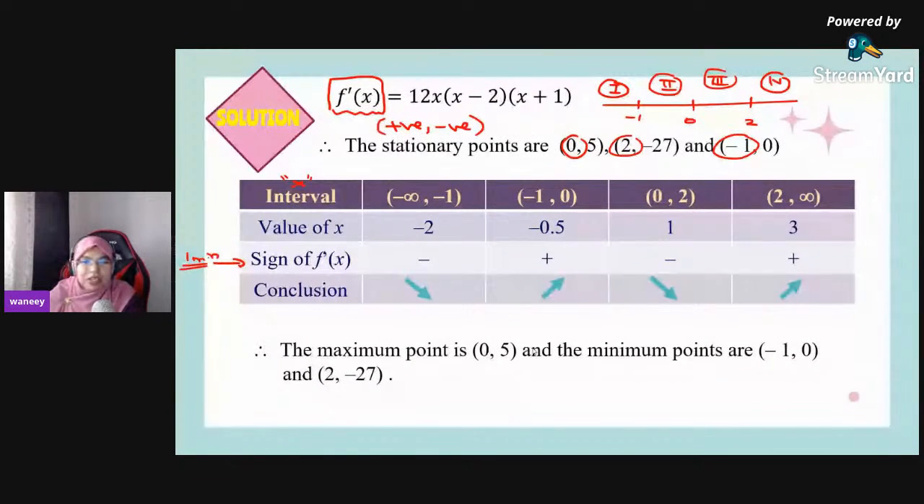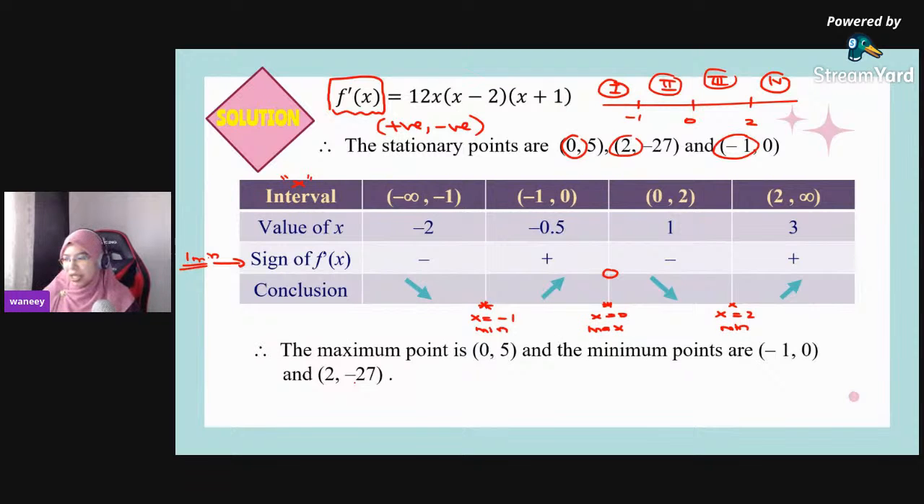So over here at x equal to negative 1, we can see this is going down, going up. So this is a minimum point at x equal to negative 1. Over here is x equal to 0. So going up, down. So these are the maximum. And then over here, going down, up. So this is x equal to 2. So this is a minimum point. So that is why it said over here, the maximum point is 0, 5. The minimum points are negative 1, 0 and 2, negative 27.